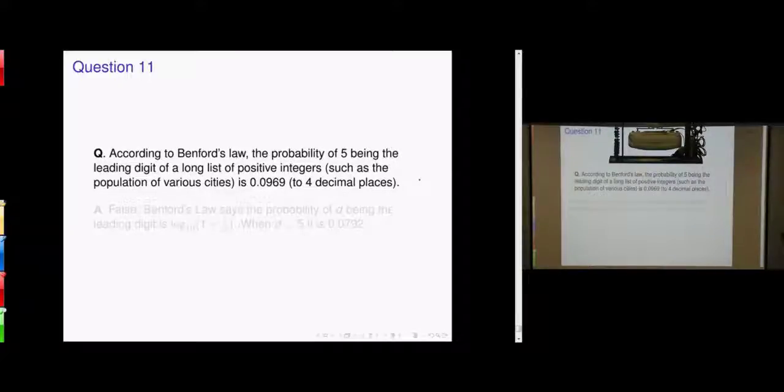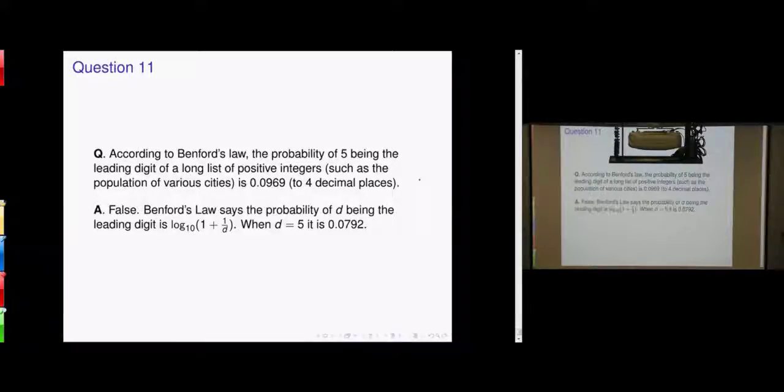This is the last slide I'm going to do. According to Benford's law, what is the probability of 5 being the leading digit of a long list of positive integers or whatever? Well, we covered Benford's law, but we didn't emphasize it. So what is Benford's law? Benford's law says the probability of D being the leading digit is this. I put this on the slide, but when I talked about Benford's law, I presented it as a fun fact. I didn't have any exercise.